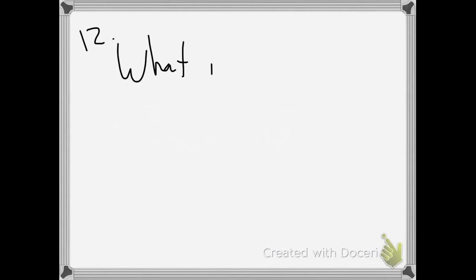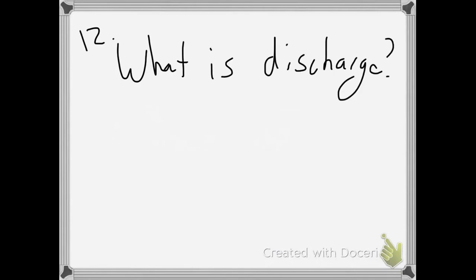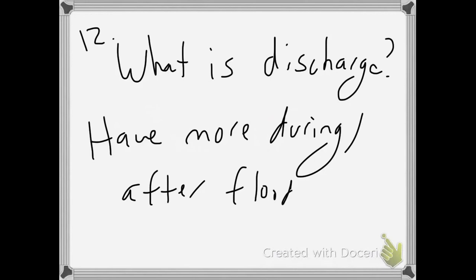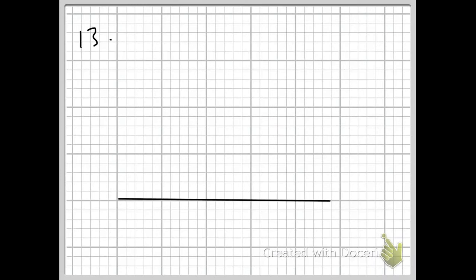Okay, so that kind of leads to a question of what is a stream discharge? What does it mean, discharge? And I didn't write the answer, but the answer is that's how much water is flowing past a given point in a certain amount of time. So are you going to have more discharge during or after a flood, or either, both? And the answer is, if you have a lot of water flowing past a certain point, if it's raining a lot, the water is going to go into that channel and is therefore going to flood, and it's going to increase the amount of discharge.